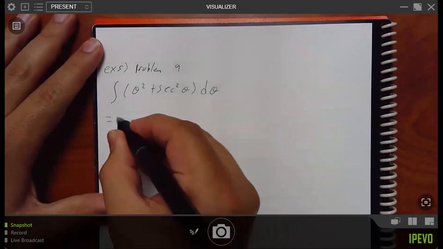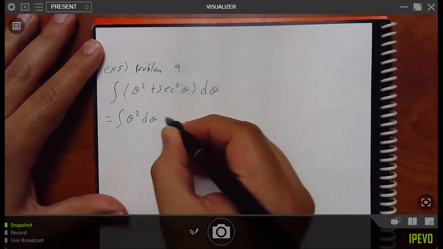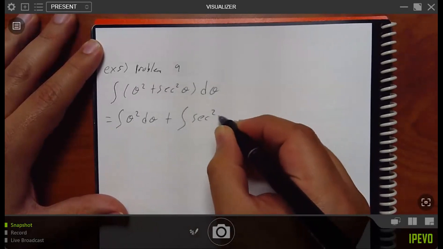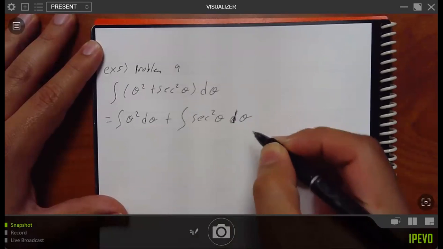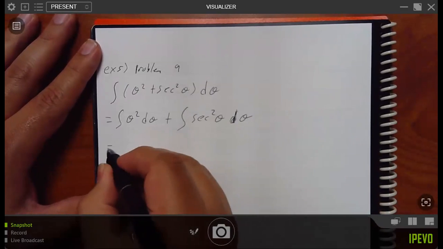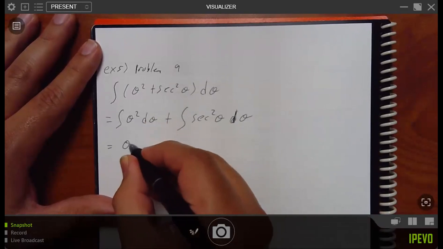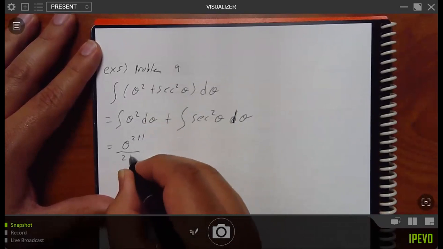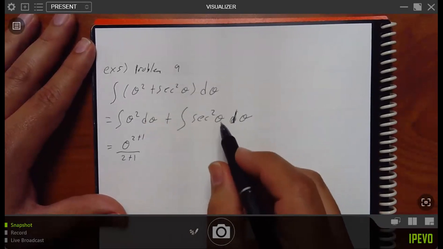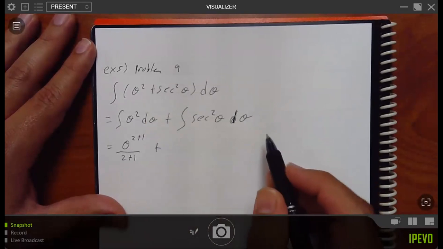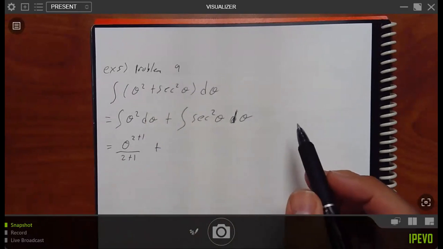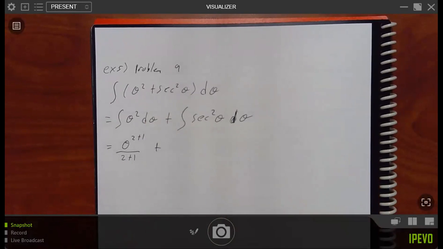So, integrate this guy. Integrate this guy separately. This one is treated like a basic power rule: 2 plus 1 over 2 plus 1. This guy you need to remember from your formula sheet or from derivatives. So going backwards, what's the derivative of tangent? Do you remember? Is it sine over cosine? Or is it secant?